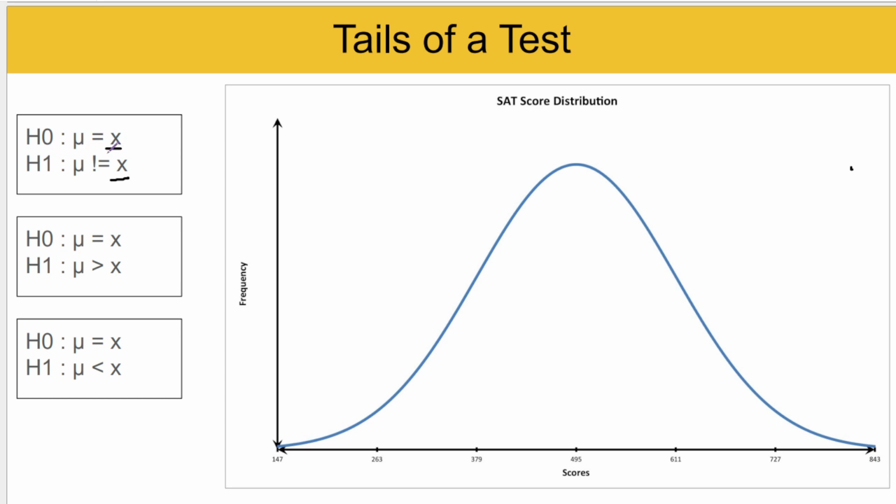Okay. So now you will see. Our null hypothesis is that mu is equal to x, where x can be any value, and my alternative hypothesis is that mu is not equal to x. Okay. So in that case, how are we going to formulate this? For which area in our curve are we going to reject the null hypothesis?